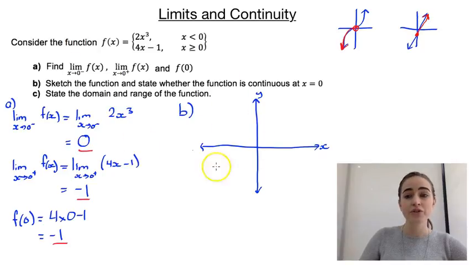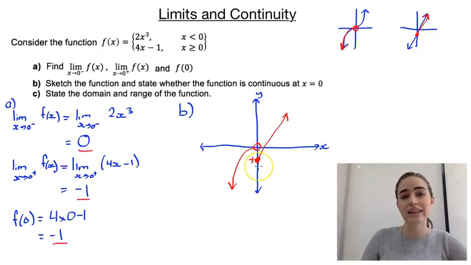So we transfer those onto the same graph. We're going to have our open circle here, and then our cubic coming down this way. And then we're going to have our coloured in circle here at -1, and our straight line coming up here. Alright, so that's our function sketched, and you can really clearly see that it's not continuous because of these points. So we'll write therefore not continuous at x equals 0.